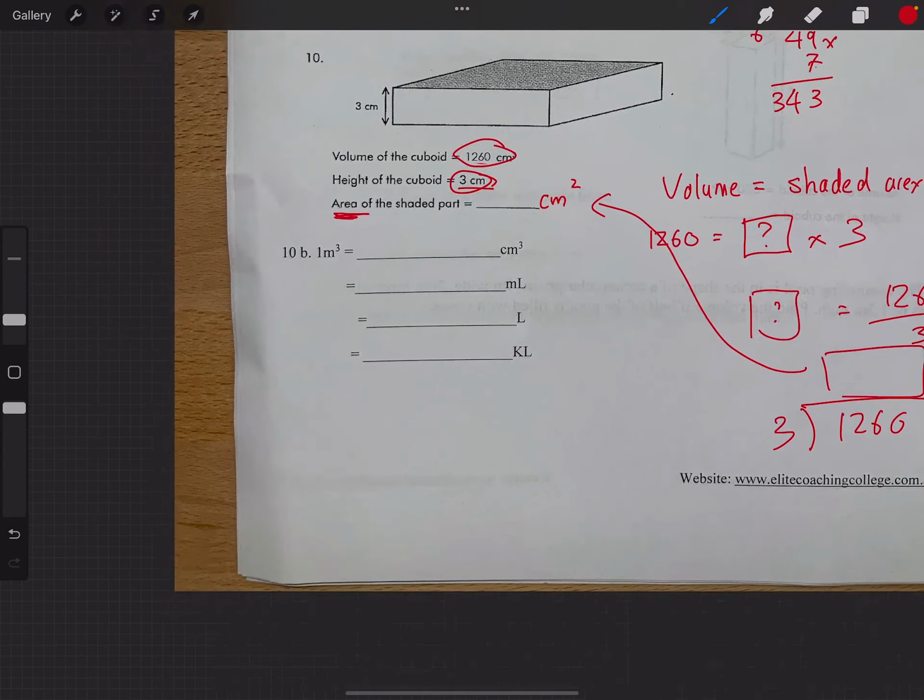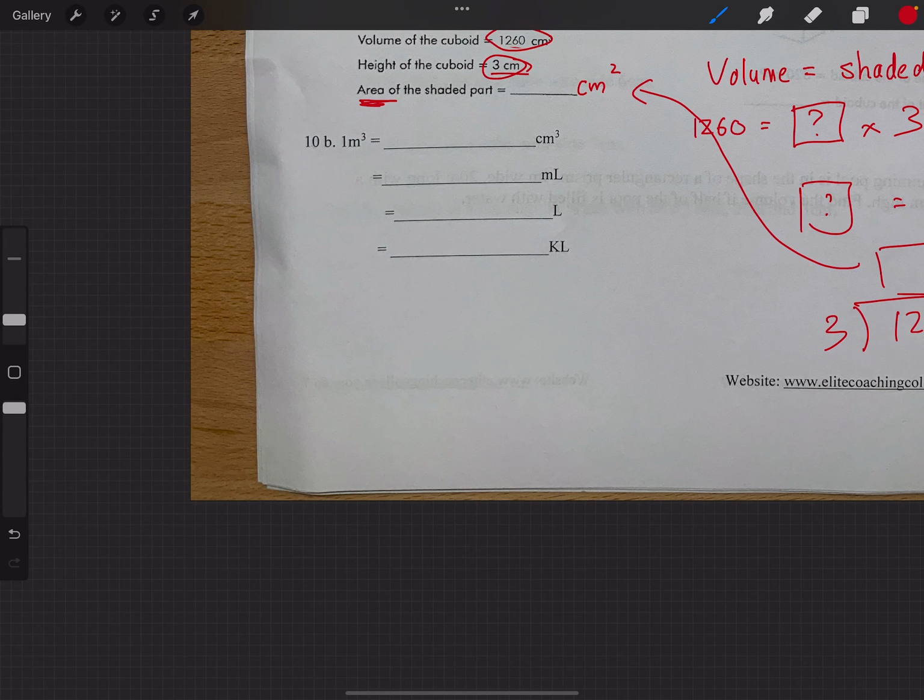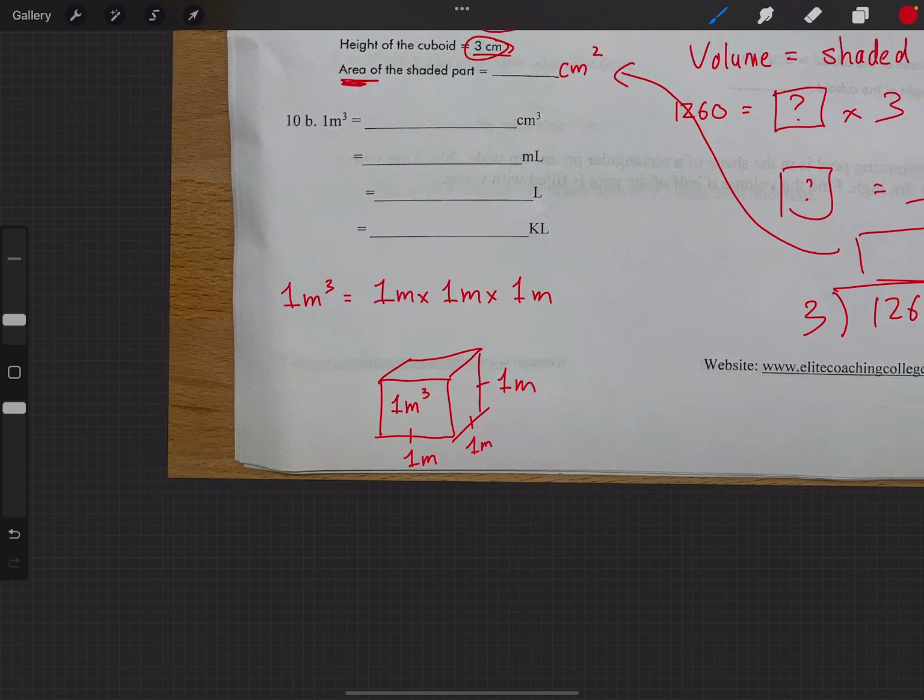Alright, question 10. 1 meter cube is equal to 1 meter times 1 meter times 1 meter. Imagine you have a cube and each side is 1 meter, 1 meter, 1 meter. The volume of this cube is 1 times 1 times 1, which is 1 meter cube.